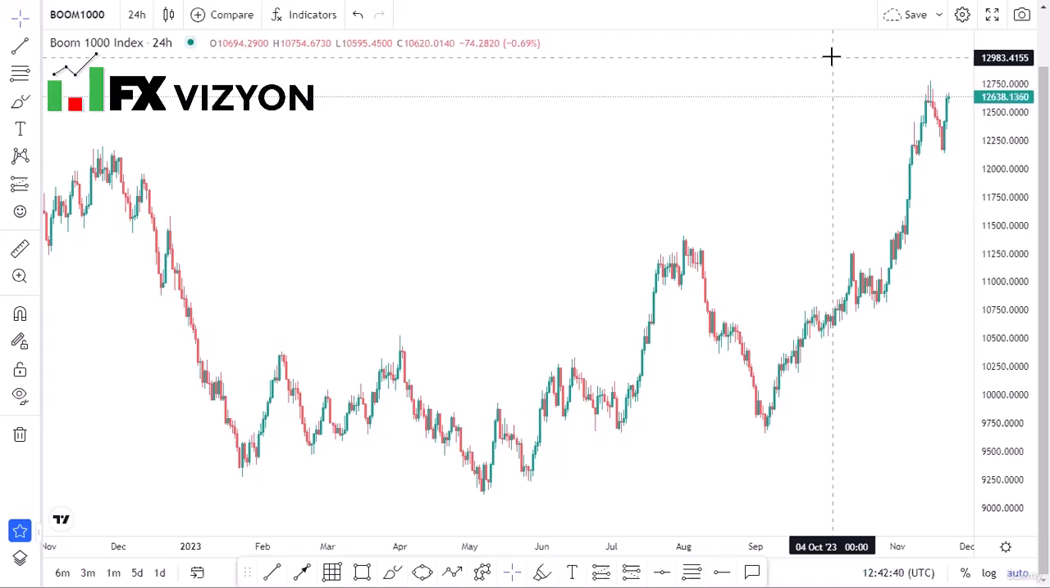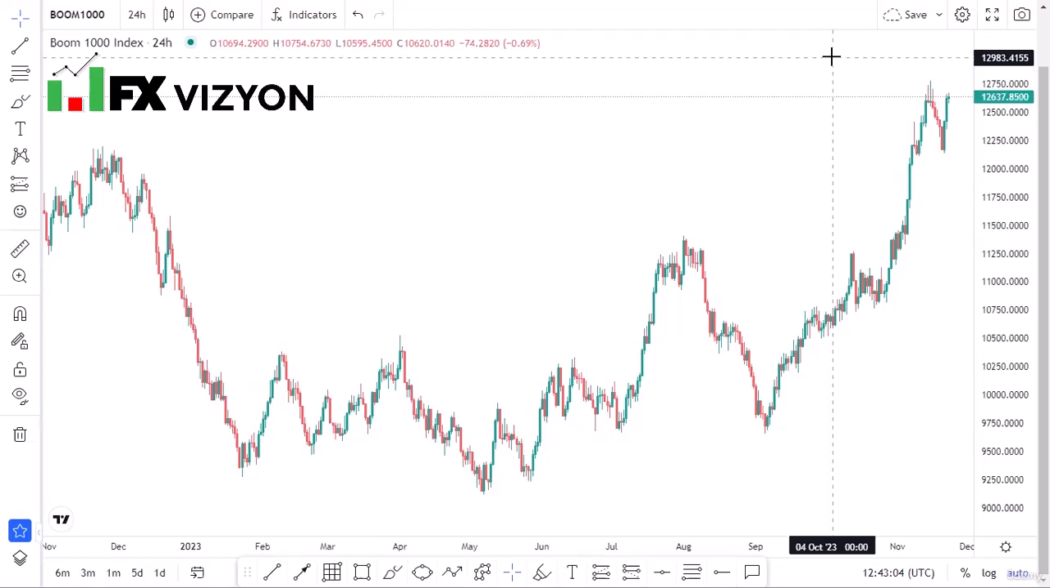The chart on Boom 1000. Now you can do this on any chart. You can do it on Boom 1000, Crash 1000. You can do it on Boom 500, Crash 500. You can do it on Boom 300 and also Crash 300. It works on every asset that you decide to try it on.